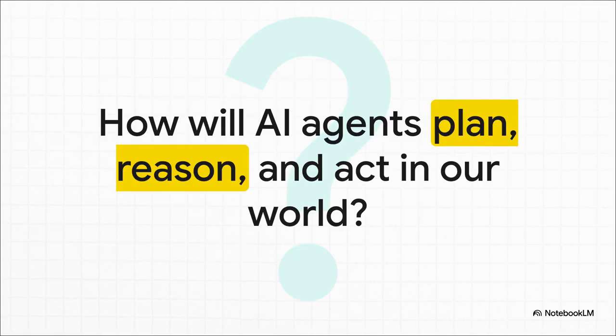As this pattern becomes the standard way we build complex systems, how will the AI agents built on top of it start to plan, to reason, and to act, not just in response to us, but as proactive partners in our world? It's pretty fascinating to think about.